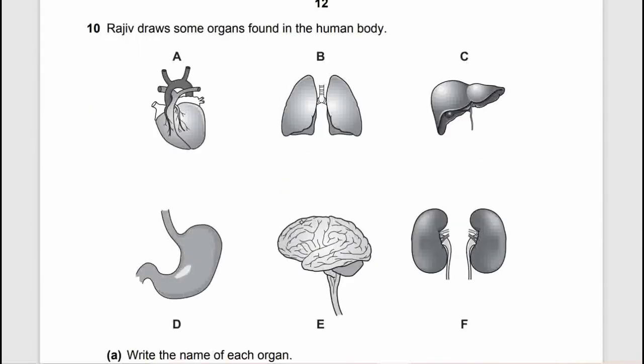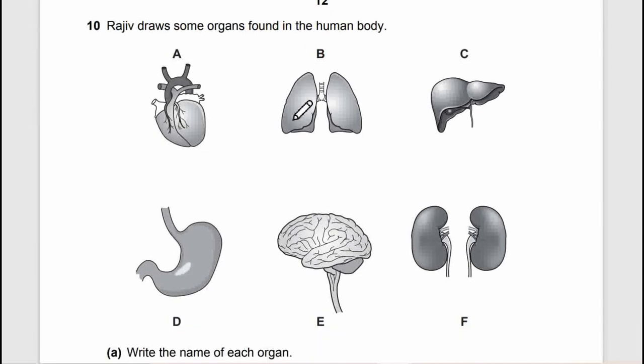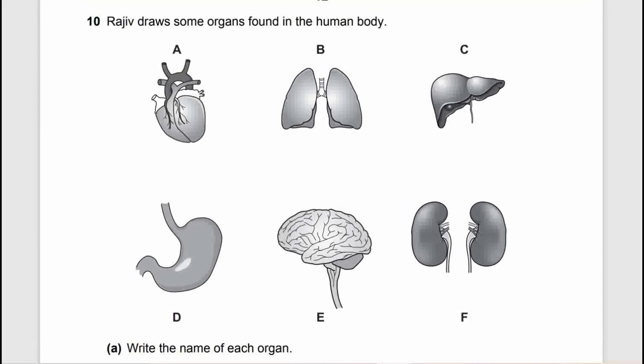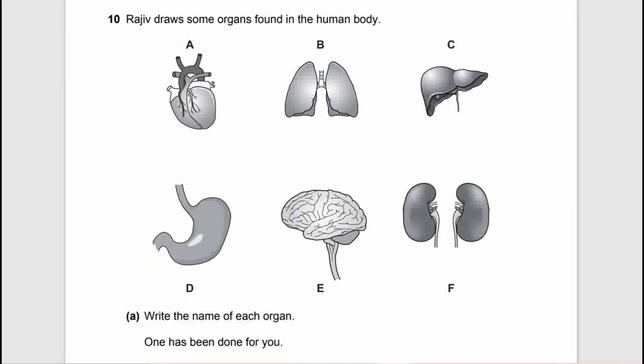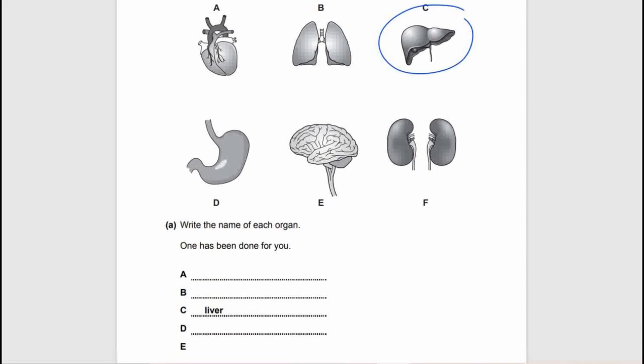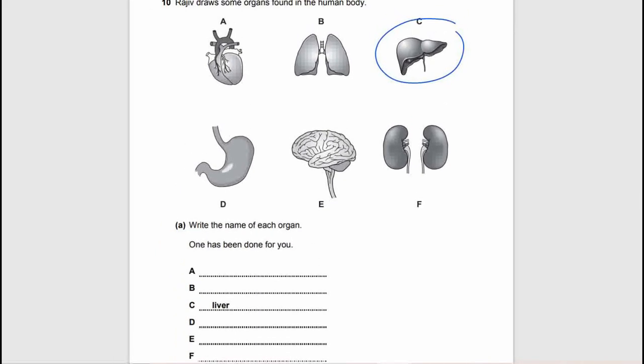Number 10, Rajiv draws some organs found in the human body, and these are the organs. Write the name of each organ. One has been done for you. C says liver. I'm sure many of you also know this. So A will be, of course, our heart.